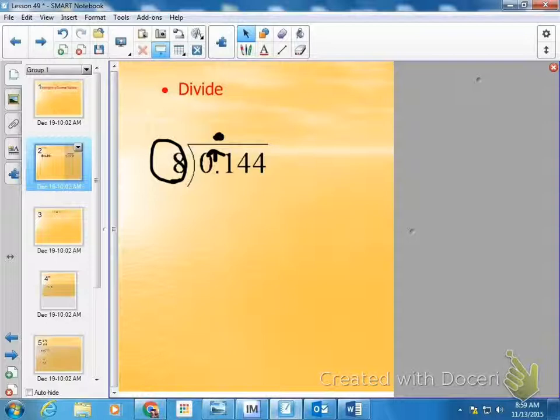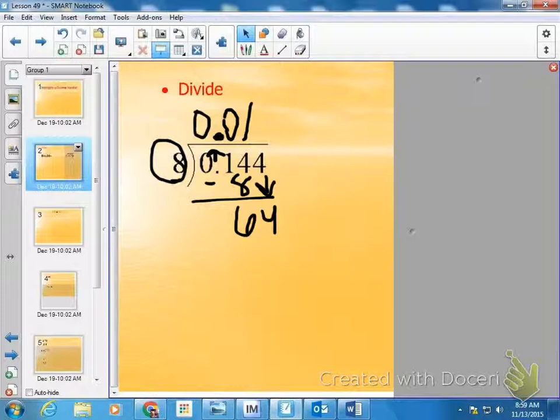First thing, you say, well, 8 going into 0? No, it won't. 8 won't go into 1 either. Sorry, my pen's a little weird. Well, 8 going into 14? Yeah, 1 time. Minus 8. That leaves us with 6 left over. Bring down your 4. How many times will 8 go into 64? 8 times, which is 64, and leaves me with no remainder. So my answer here is 0.018. Does that make sense? Everybody good?